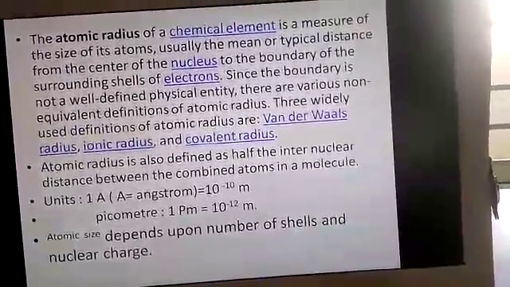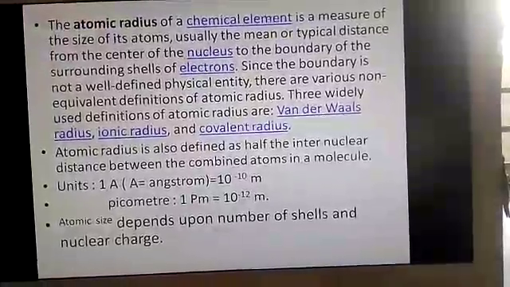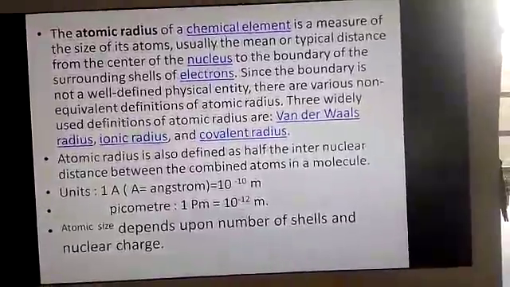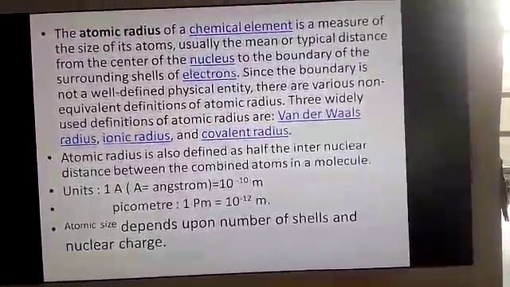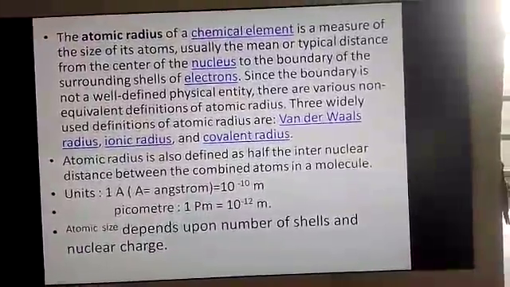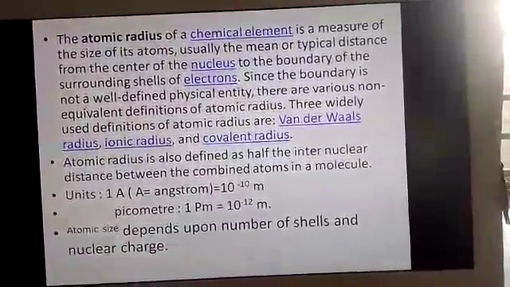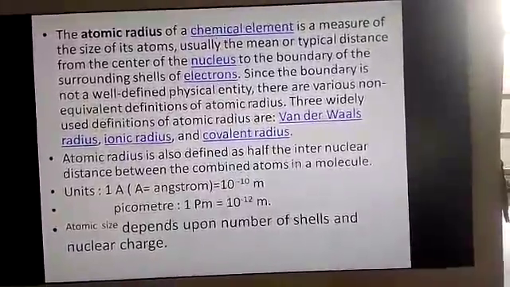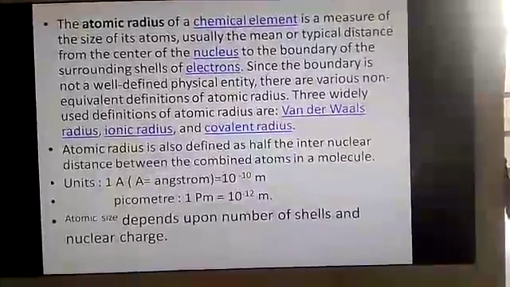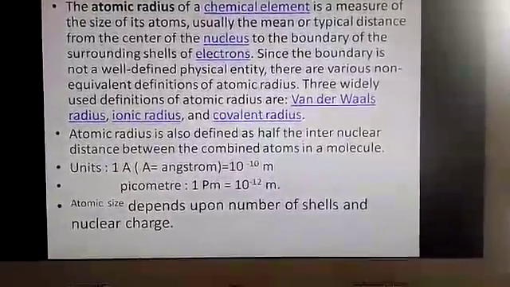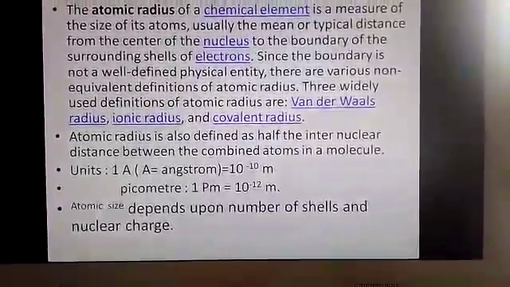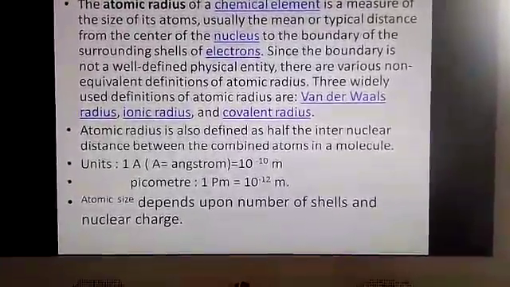The boundary is not well defined by a physical entity. There are various non-equivalent definitions of atomic radius. Why is the boundary not well defined? Because of the surrounding shells we have given, the electrons may differ from element to element. Some will have 8, some will have 4. So it does not have a definite boundary, and therefore there are various non-equivalent definitions of atomic radius.